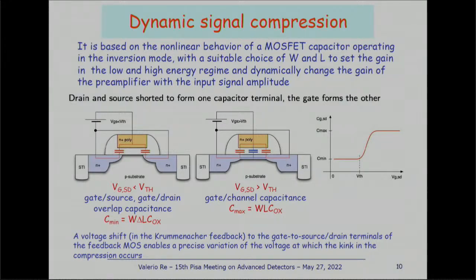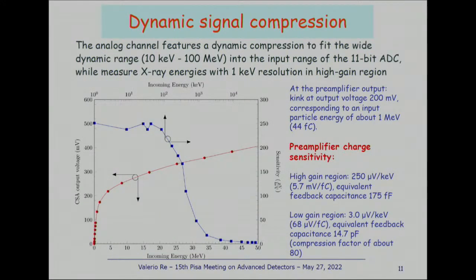And so we have a small feedback capacitance, so high gain at low signal amplitudes, and we have a high feedback capacitance, so low gain at high signal amplitudes. And so we implement this kind of approximately bilinear characteristic. You see here the amplitude of the signal at the output of the charge-sensitive amplifier as a function of the incoming energy. So we have high gain at low energy and low gain at high energy.